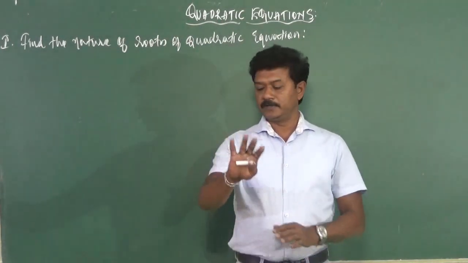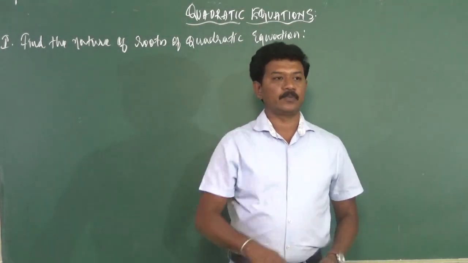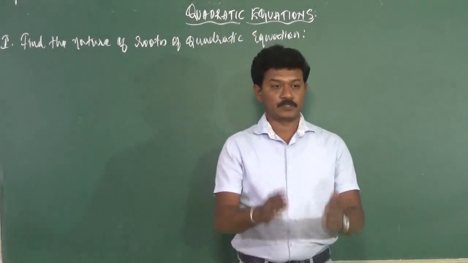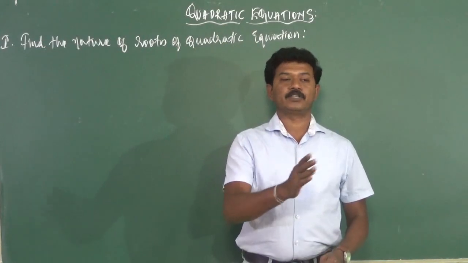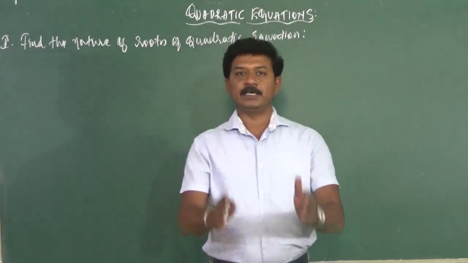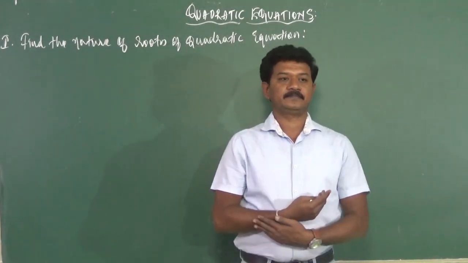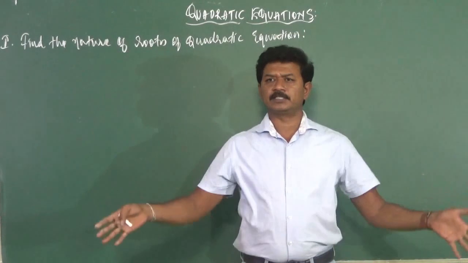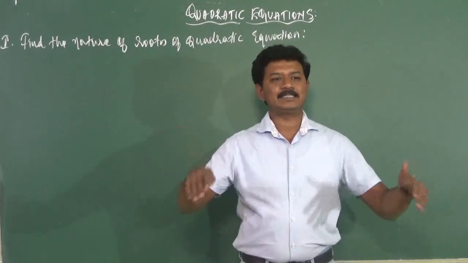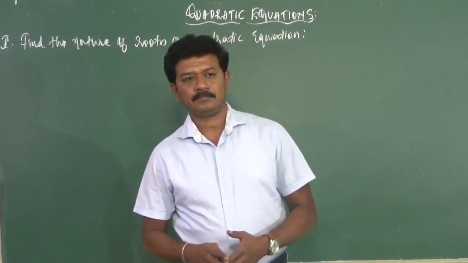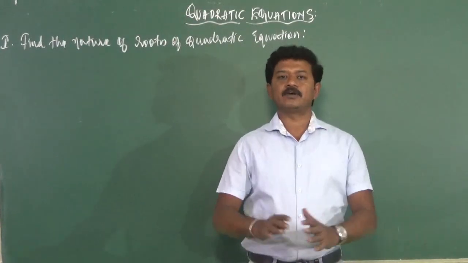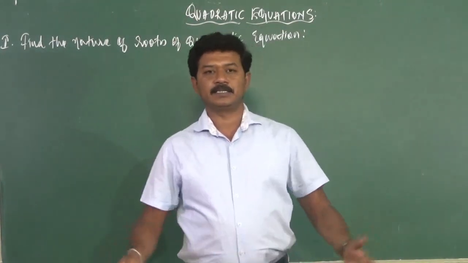So if the discriminant value is greater than 0, and along with that it is a perfect square, then the roots of the given quadratic equation are real and rational. So in this case, how many real roots are there? 2. Because both the roots are separate, both the roots are real, and they are distinct. Distinct in the sense, this is a different root, and this is a different root. So they are not equal, they are distinct. Right.